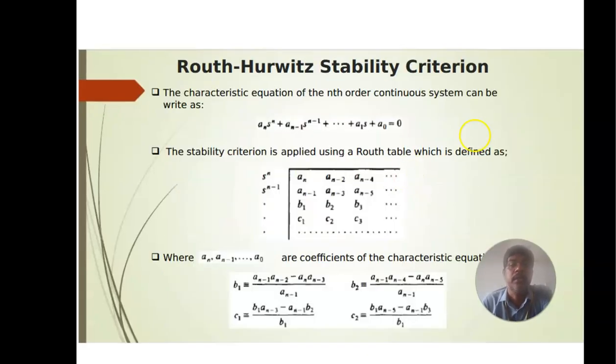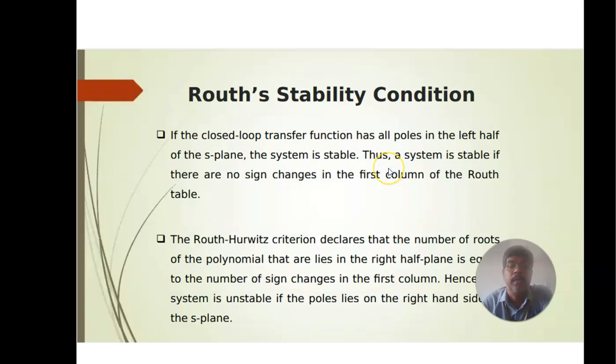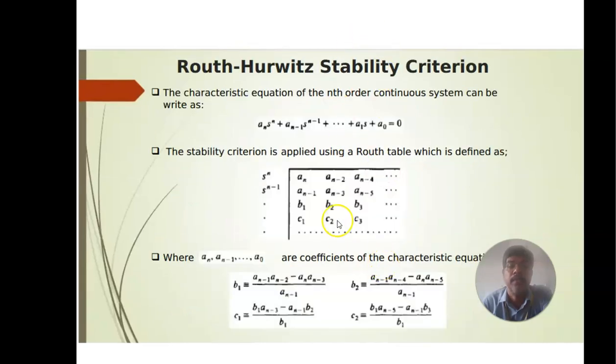Let us see, this is the nth order continuous system characteristic equation. The first step is to construct the Routh array. The second step is from the analysis of the first column of the Routh array: if all the elements are positive, then the system is said to be a stable system. Suppose in the first column of the Routh array any sign changes occur, there are poles on the right half of the S plane, then the system is said to be an unstable system.